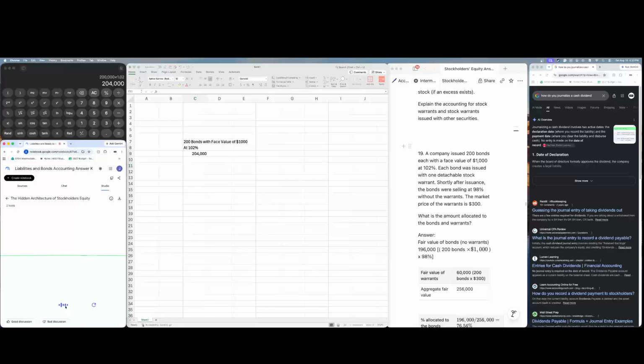What are you talking about? So they are issued with a detachable stock warrant. But then after issuance, the bonds were selling at 98% without the warrants. And why are they selling at 98 without the warrants?